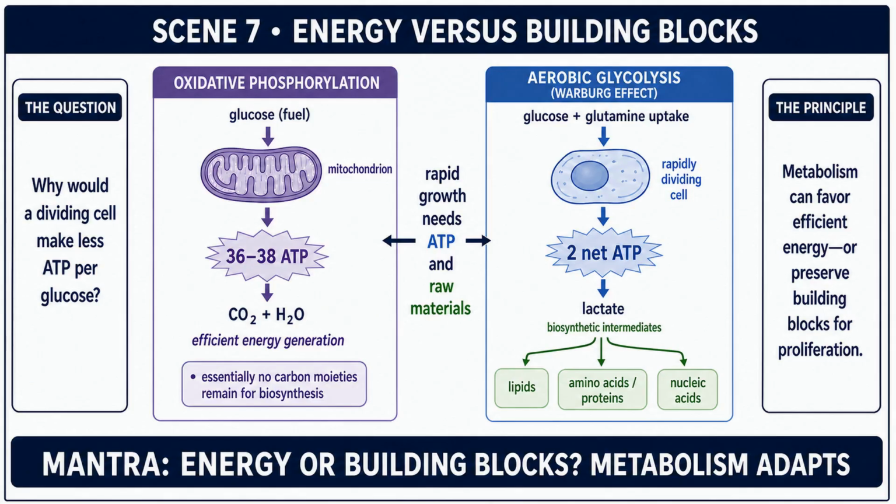Robbins describes oxidative phosphorylation as an efficient way to generate energy from glucose and other substrates. The section gives an approximate yield of 36 to 38 ATP molecules per glucose molecule. But complete oxidation also reduces the substrate to carbon dioxide and water, leaving essentially no carbon moieties available for biosynthesis.